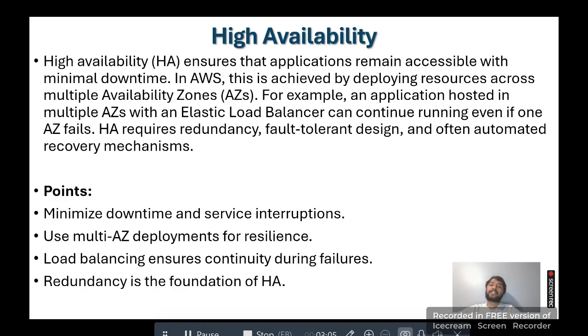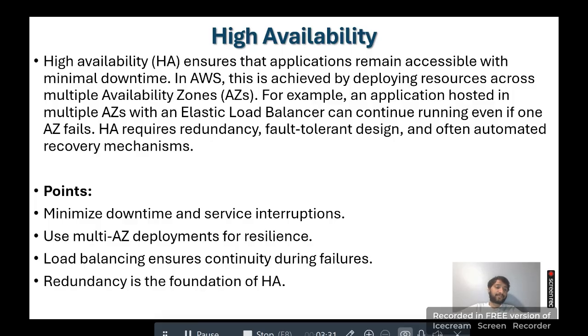This is achieved by deploying resources across multiple availability zones, AZs. For example, an application hosted in multiple AZs with an elastic load balancer can continue running even if one AZ fails. HA requires redundancy, fault tolerant design, and often automated recovery mechanisms.